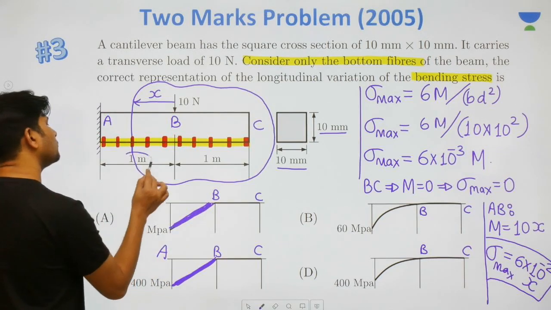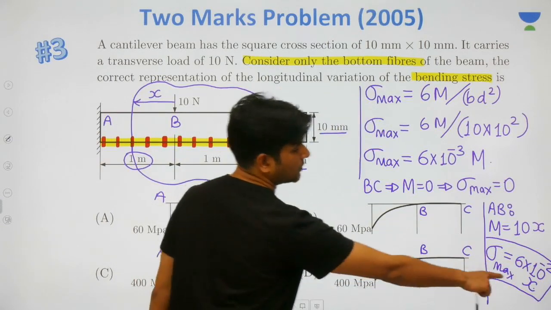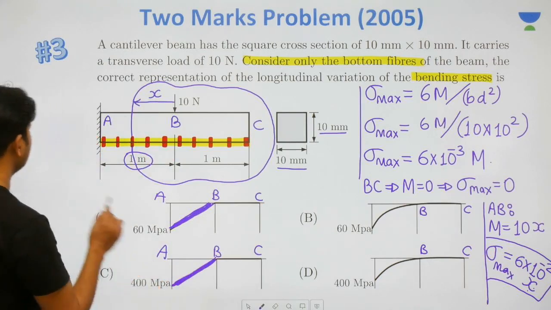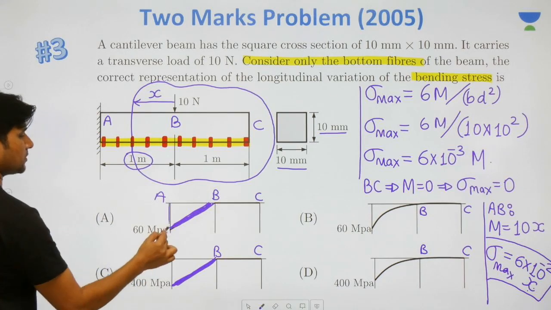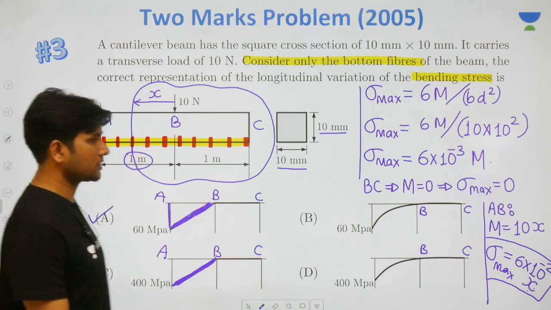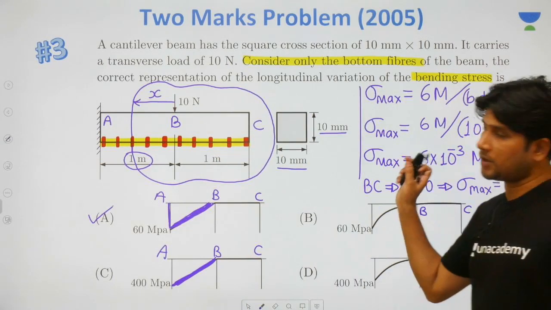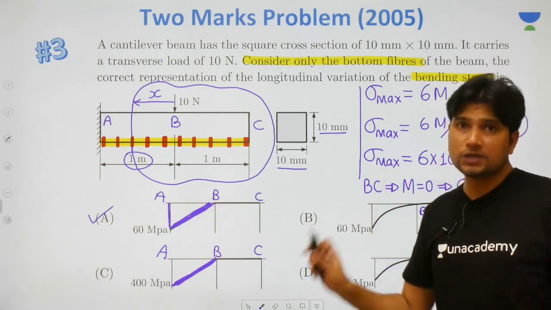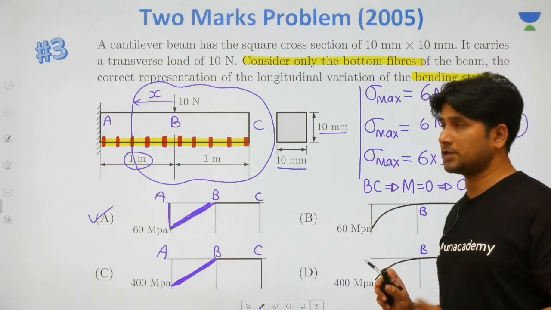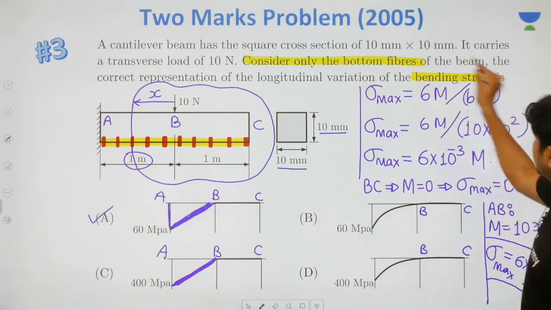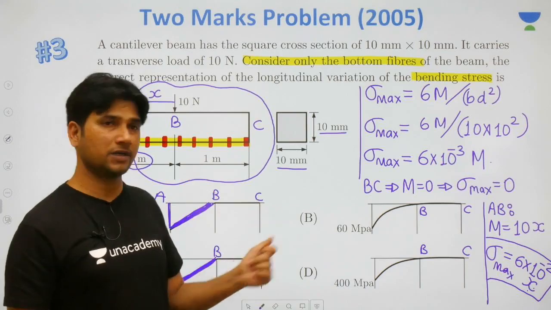Just put the x value as 1 meter, that is 1000 mm. If you put the x value as 1000 mm at A, then you will get 60 megapascal. And this is how option A is correct. I just hope that you understand this. I am once again clarifying that I did not use any new concept here. Guys, whatever I told you, 6M by bd square, using the same concept, I solved it just like that.